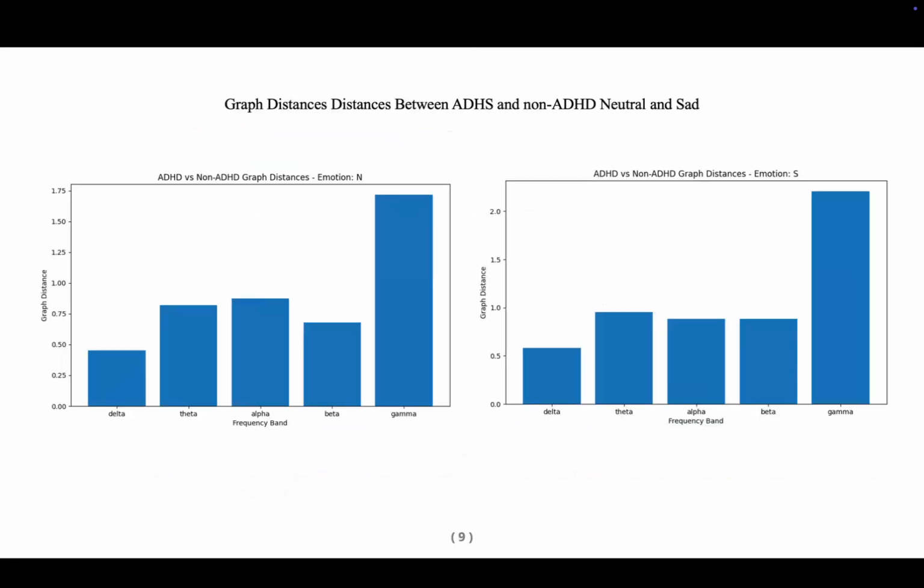Extending the analysis to neutral and sad emotional states, we continue to observe similar trends in gamma band connectivity as a distinguishing factor between ADHD and non-ADHD groups. As shown in the bar charts, the ADHD group consistently demonstrates higher graph distances in gamma connectivity, suggesting an altered emotional processing network.